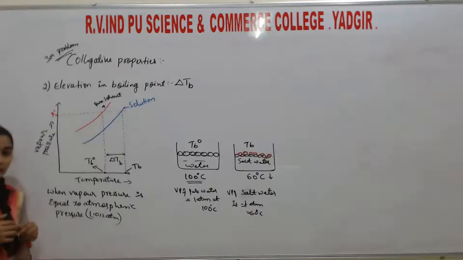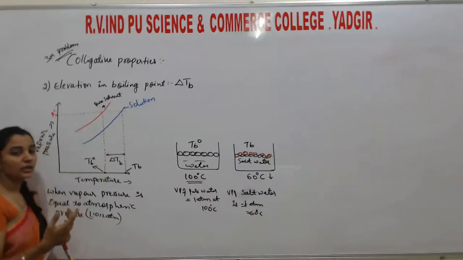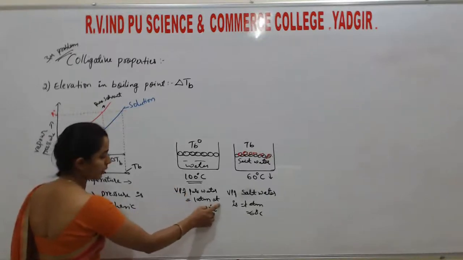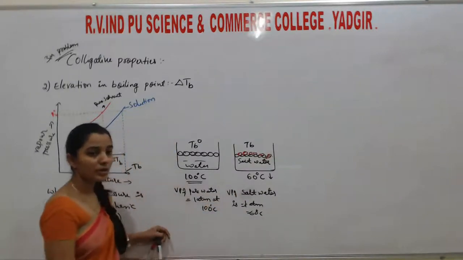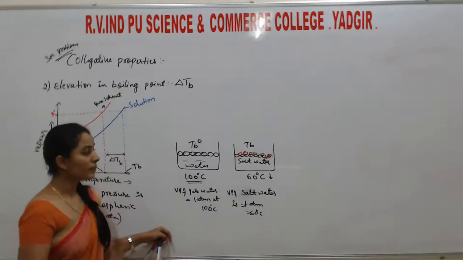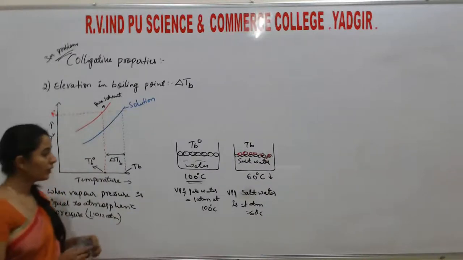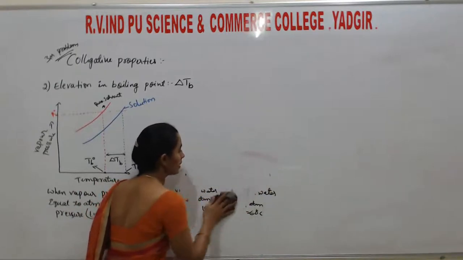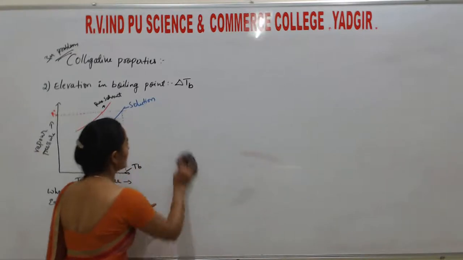So vapor pressure decreases, which results in what? We have to raise the temperature to increase the vapor pressure of the solution to attain 1 atmospheric pressure. As I told you, to attain 1 atmospheric pressure, we need to raise the temperature. If the temperature increases, the formation of vapors increases, and if the vapors increase, it forms more vapor pressure. So this is elevation in boiling point, and this elevation in boiling point is also a colligative property.